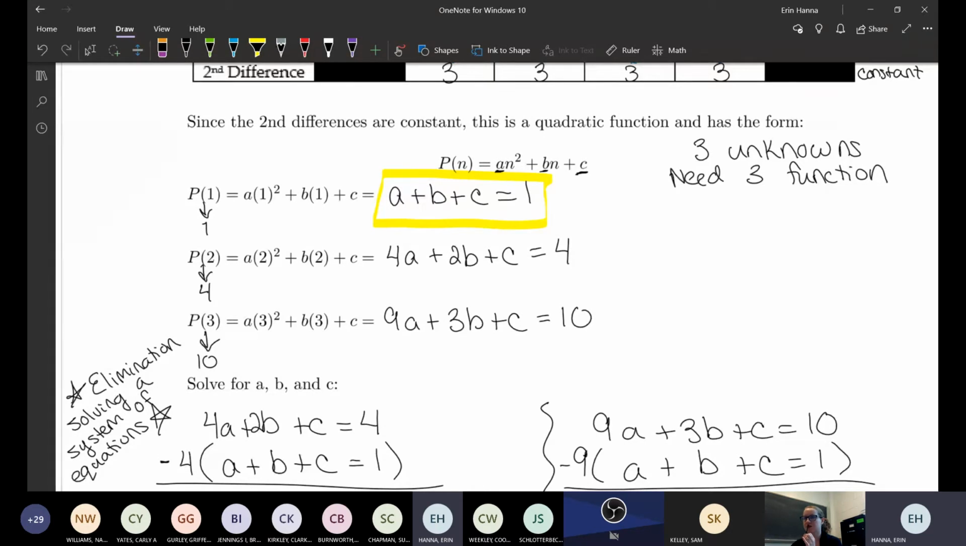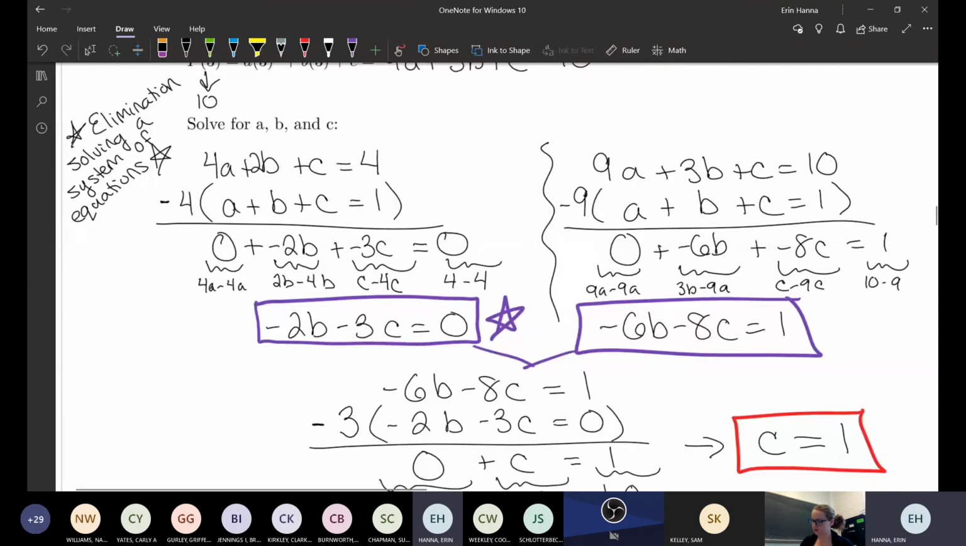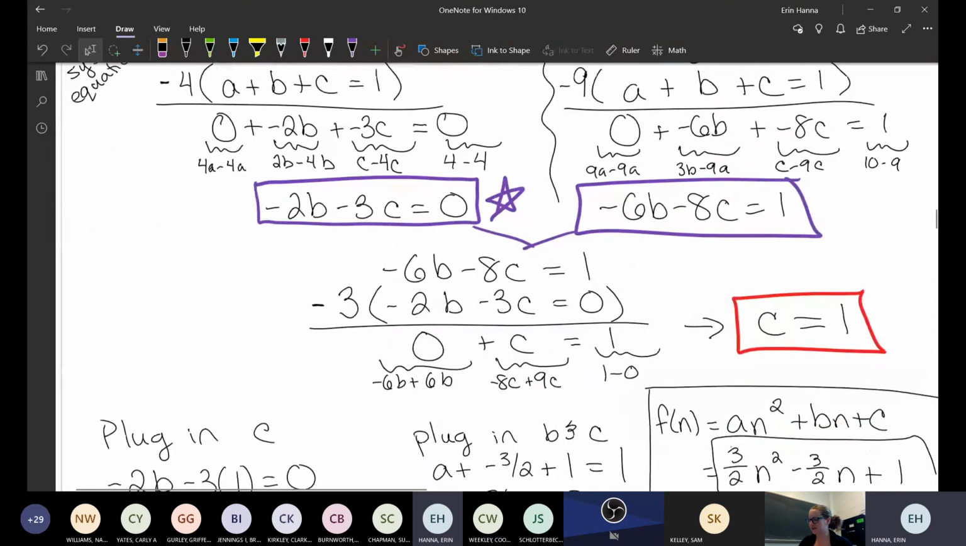Oh, okay, I see. Okay. Yeah, I don't think I'd ever give you a cubic. Anyway.